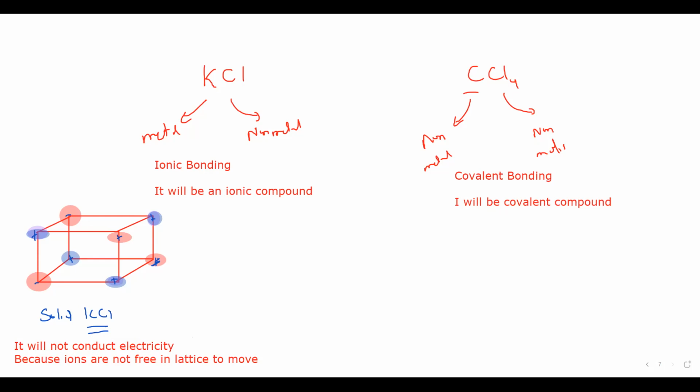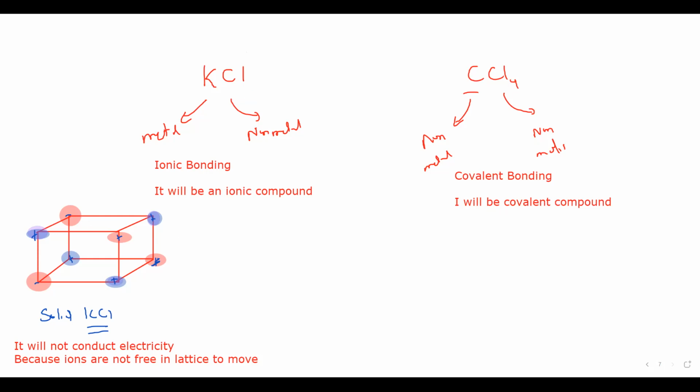But if I melt it... this is ionic bonding. Whenever a bond is there between positive and negative ions, we call that ionic bonding. So in potassium chloride, we have positive and negative ions. They are joined together, and when they are joined together in a regular pattern, we call that a lattice of an ionic compound.